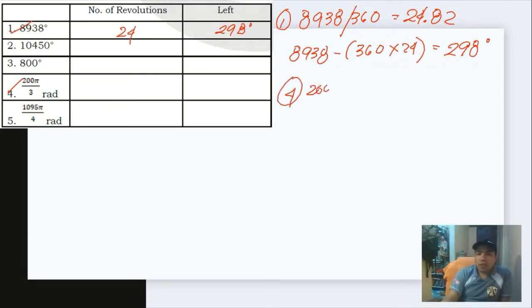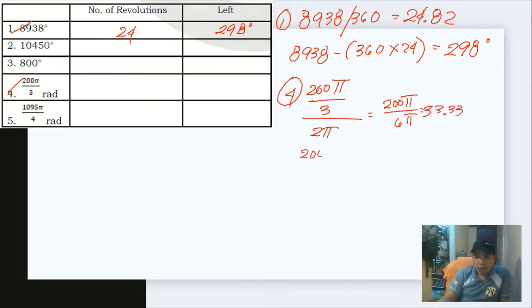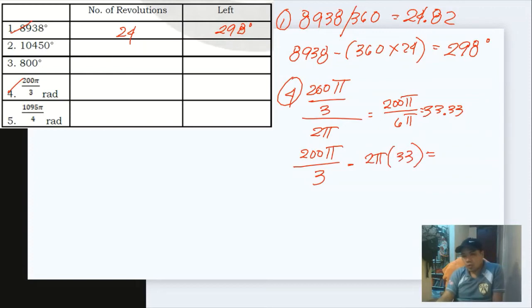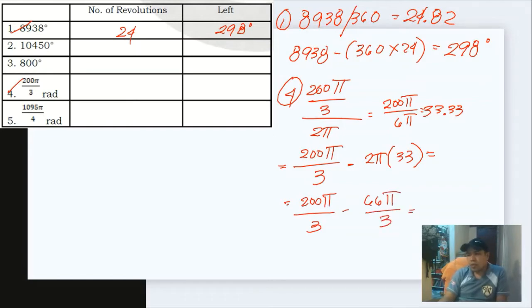Number 4. 200 pi over 3 all over 2 pi. So this will become 6 pi. 200 pi divided by 6 pi is 33.33. So 200 pi over 3 minus 2 pi times 33, and that is equal to 66 pi. Simplify now: 200 pi over 3 minus 66 pi over 3, to make it easier. 200 minus 66 pi over 3, that is 198.